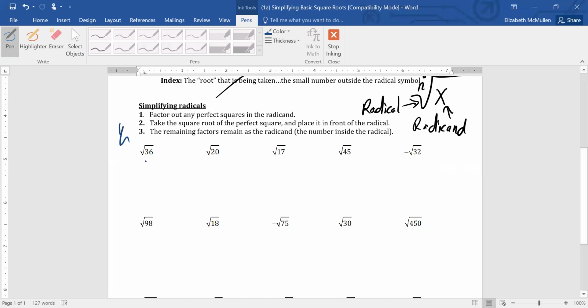All right, so let's look at the first one. This is saying the square root of 36. Well, 36 is a perfect square. So we know that the square root of 36 is 6.